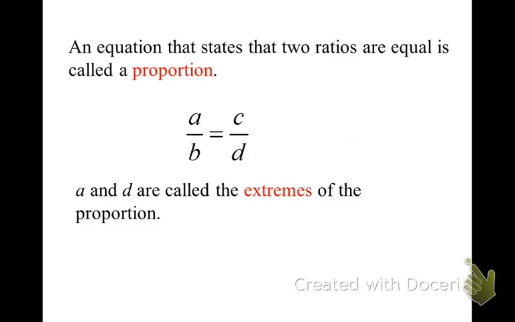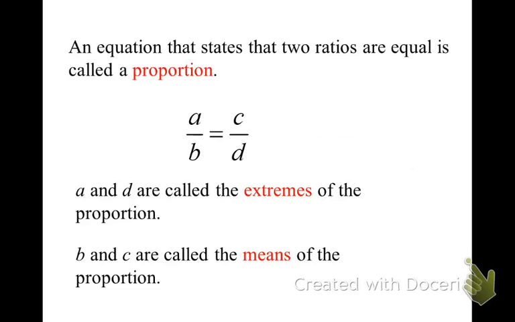Definition-wise, the values a and d are called the extremes, and the b and c are called the means. You'll want to remember these definitions for when we get to geometry. We'll actually define what a mean is a little bit differently.